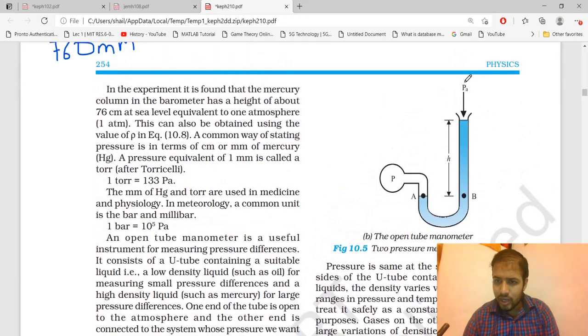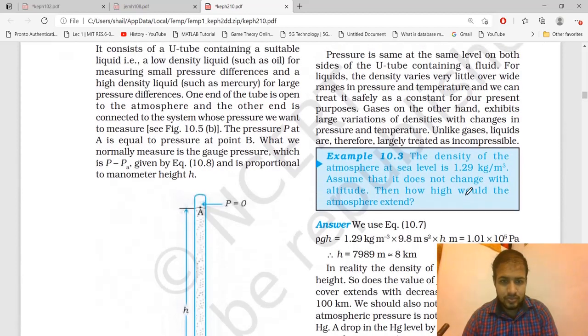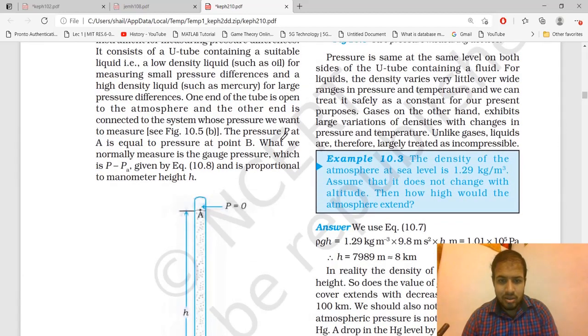One end is open to atmosphere and one where we want to measure the pressure. This is P given here, and at the points A and B the pressure is the same, and the atmospheric pressure we know. So whatever the column is will balance the pressure. The pressure at A and B is the same because of the same horizontal position, because of the hydrostatic paradox. The pressure P at A is equal to the pressure at B.